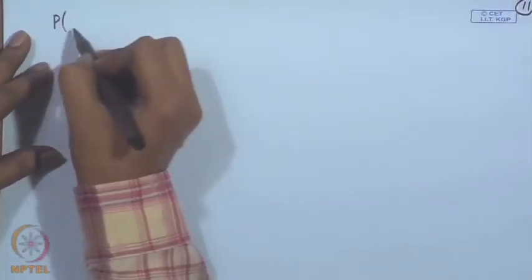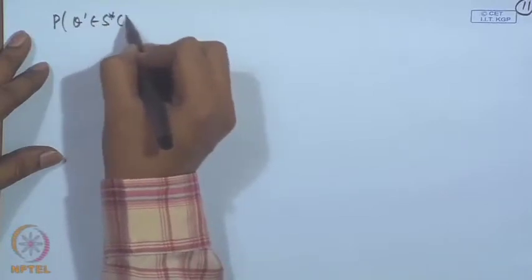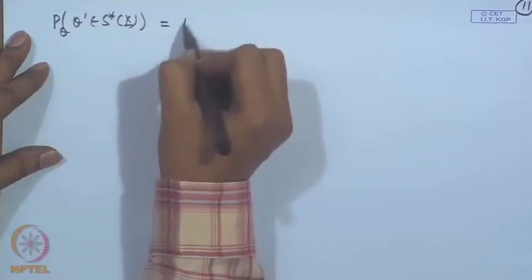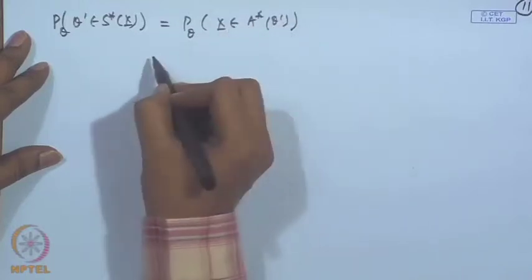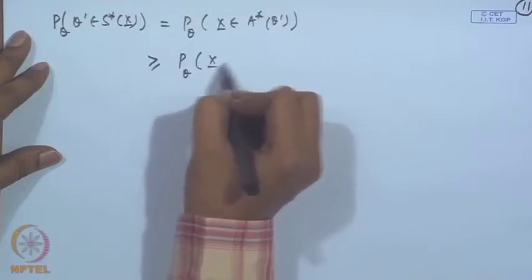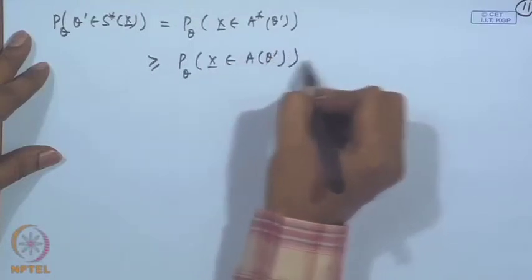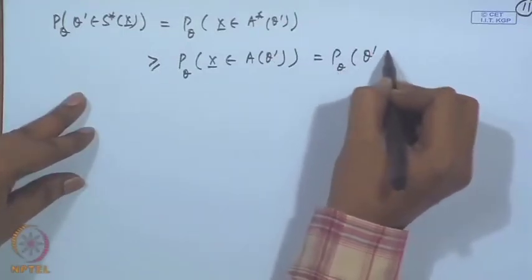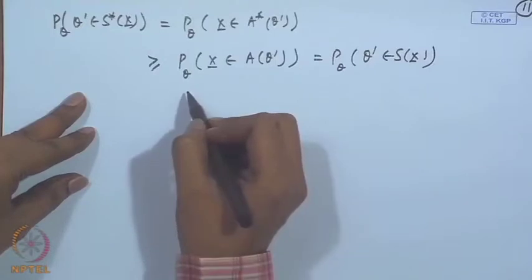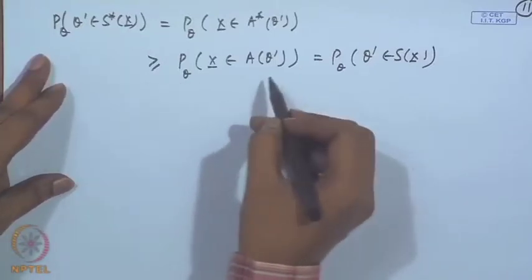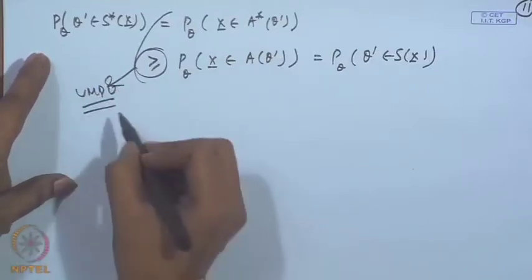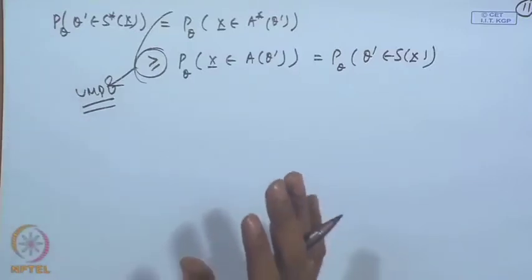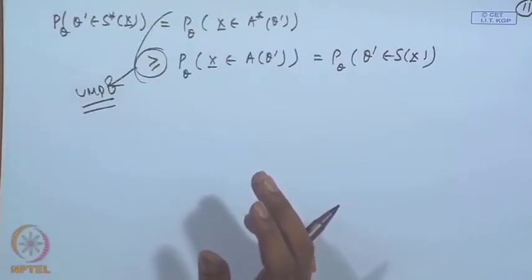Therefore, we can write the statement that probability of theta prime belonging to S star x is equal to x belonging to A star theta prime, that is greater than or equal to P theta, x belonging to A theta prime, that is equal to P theta, theta prime belonging to S x. So, this inequality is there because of the UMPU test. So, this proves that this is the uniformly most accurate region here.